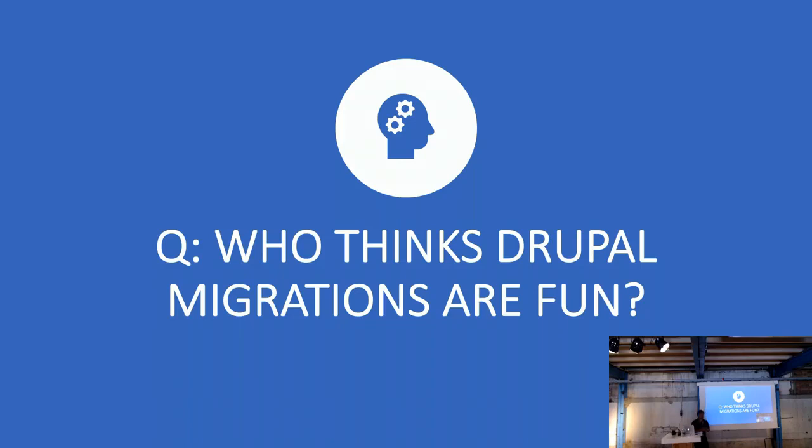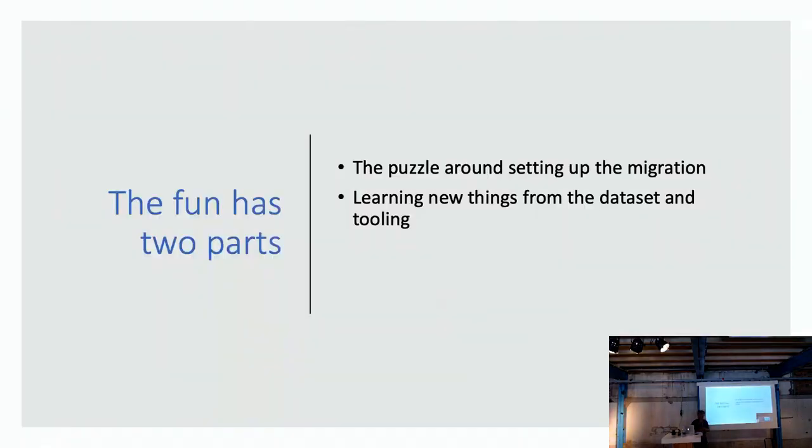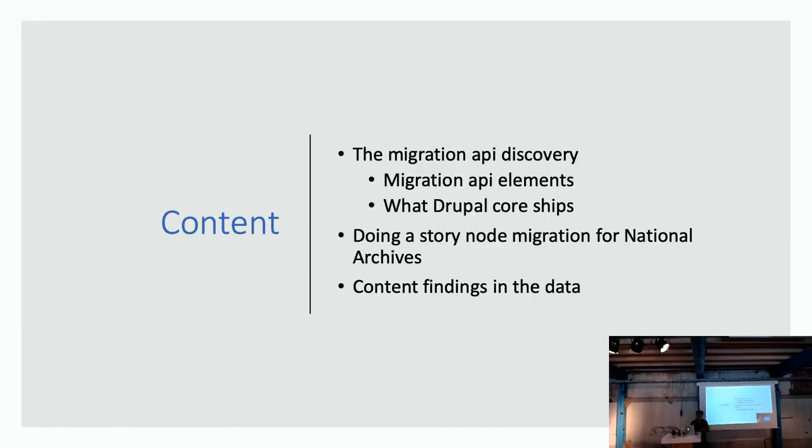But to my surprise, it was really a lot of fun. And the fun had two parts for me. It was the puzzle around setting up the migration, the discovery about the Drupal API, and working with the API, but also learning new things from the data set and the tooling. I will talk about the API discovery, the migration API elements, what Drupal core ships for migrations. I will also talk about a migration I did for the National Archive, the Verhaal Archive. And I will also talk a bit about finding things in data.